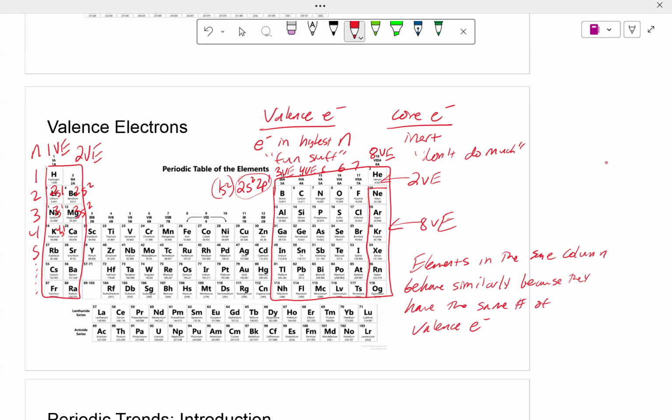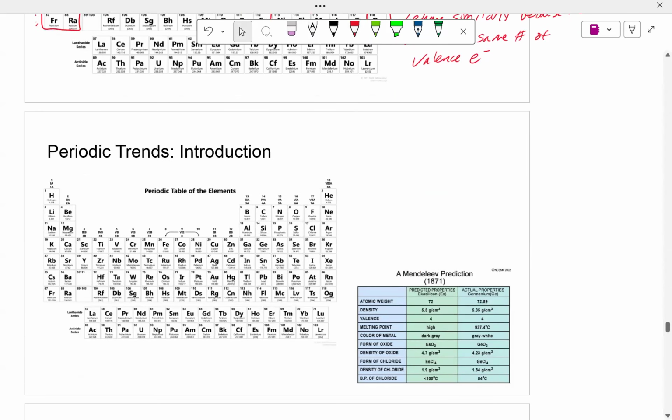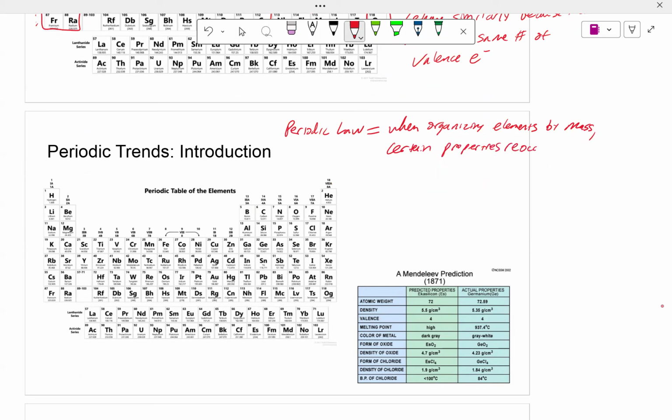So let's transition into this discussion of periodic trends. Just a quick introduction to this. The periodic table, and what we're going to be discussing, the periodic trends, is based off of something known as the periodic law. Periodic law says that when organizing elements by mass, certain properties reoccur periodically.